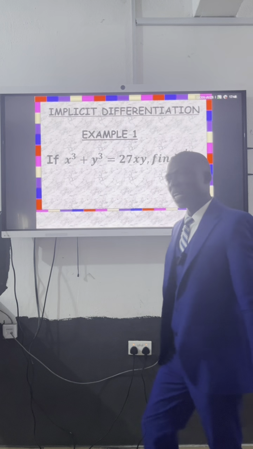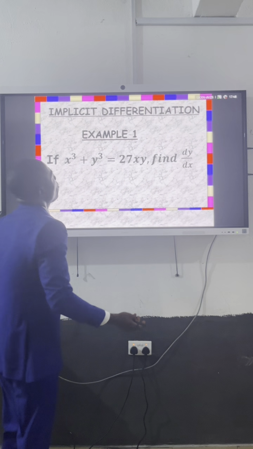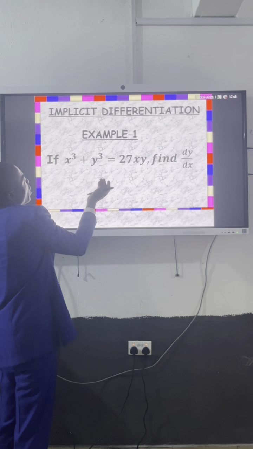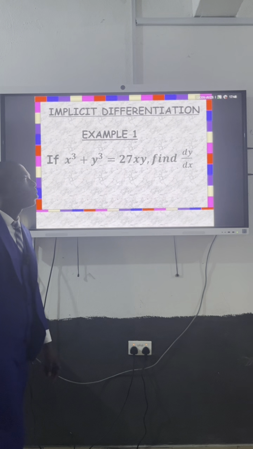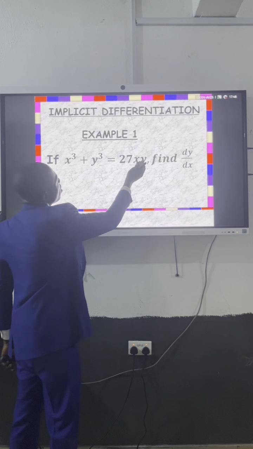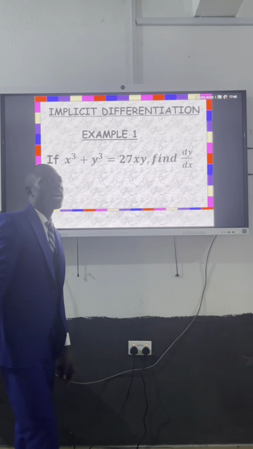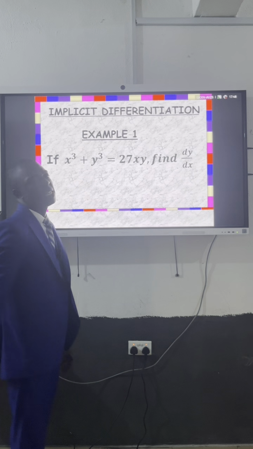Now, we want to look at this question together. If x cubed, or x raised to the power 3, plus y cubed is equal to 27xy, what are you meant to find? Find dy/dx.